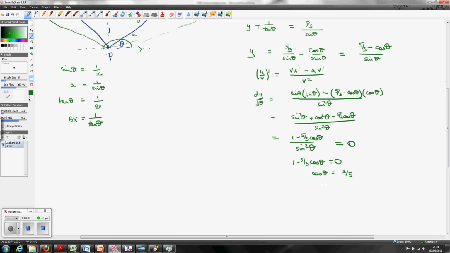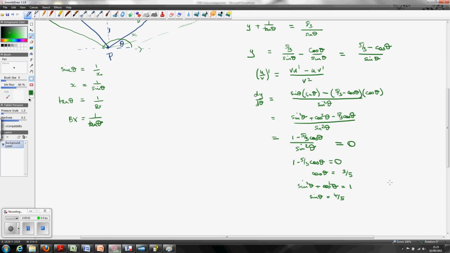Now, what are we trying to find? We're trying to find x, and x is 1 over sine theta. Well, I've got cos theta. How can I get sine theta? Well, sine squared plus cos squared is equal to 1. I know cos theta is 3 over 5. So if I work this out, I'll find that sine theta is equal to 4 over 5.